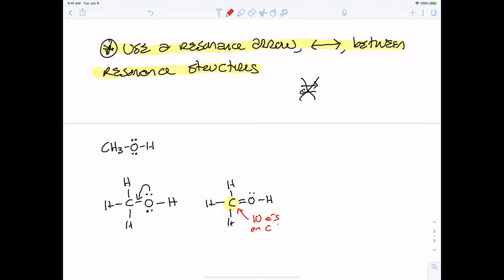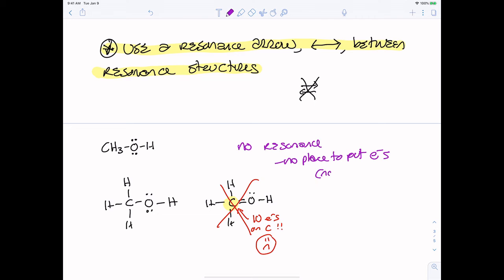So 10 electrons on carbon, big old sad face, and a big X. So we can't do that. That's not a possibility. If I was to take those electrons and move them over here, now I'm going to have 4 electrons on hydrogen, even a bigger sad face. We can't do that either. So this one, while I have an electron source, I don't have an electron receptor. So no resonance. There's no place to put the electrons. You could just say no electron receptor, and I would be totally cool with that as your answer. So no resonance, no electron receptors is the reason.